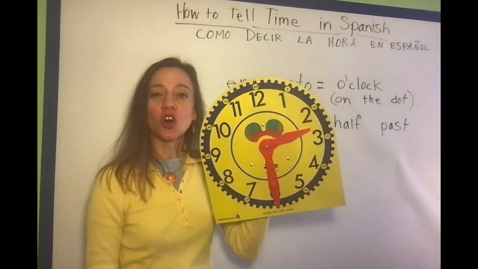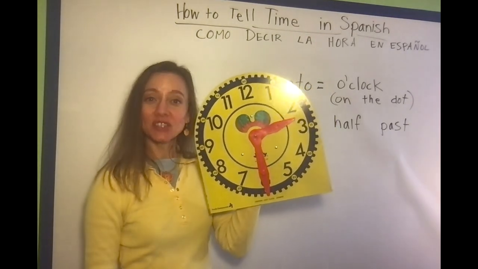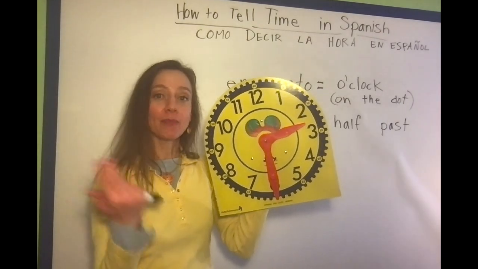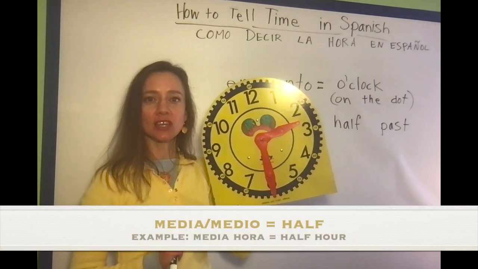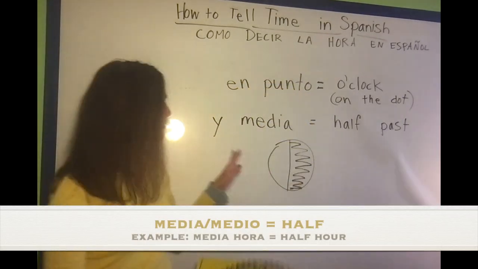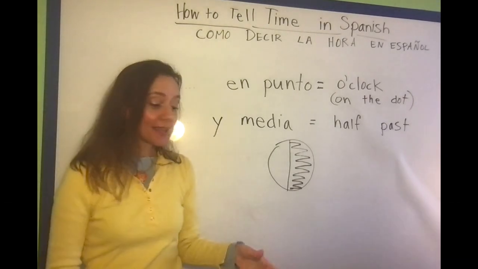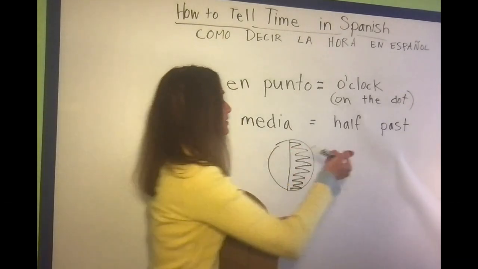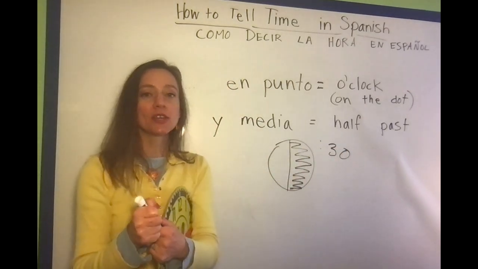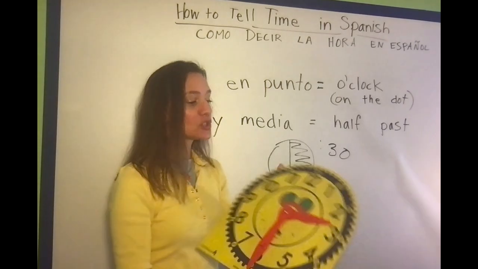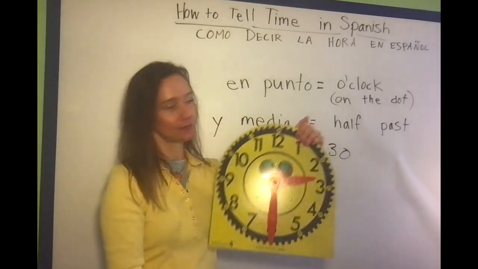Son las 2:30. Or another way to say 2:30 in Spanish or half past 2 is y media. So if you hear somebody say, oh, son las 2 y media, what they are saying is that it is 2:30. Which we know when we're talking about time, 2:30 is halfway past 2 o'clock.